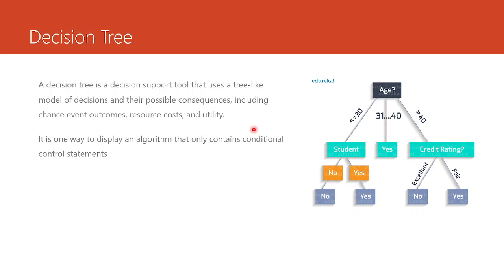There are multiple examples in our daily life of similar things. Like if I wake up early, I go for a walk before going to office. But if I wake up late, I will directly go to office. This is also a decision tree.